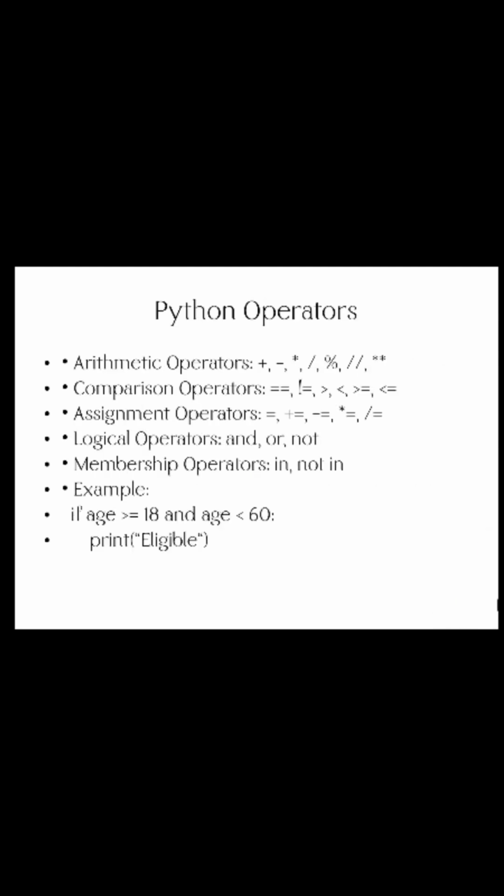And the next slide is about Python operators. In Python programming, operators in general are used to perform operations on values and variables. These are standard symbols used for logical and arithmetic operations. Here we have arithmetic operators, comparison operators, assignment operators, logical operators, bitwise operators, membership operators, and identity operators. Let us see in detail one by one.